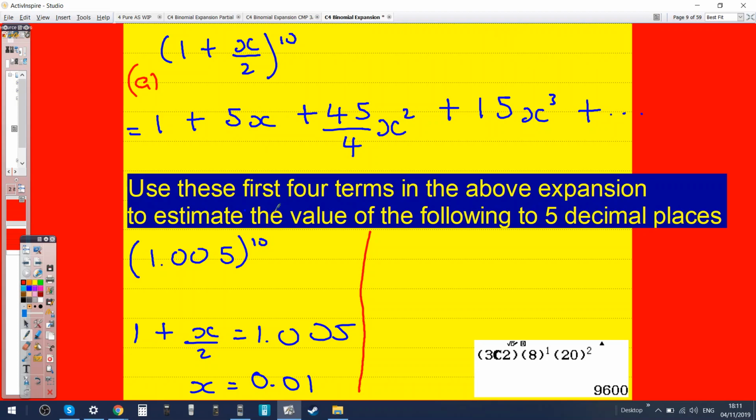I am not too sure then. You put it into this one. x is 0.01. Why only those 4? Do it and I'll tell you. Okay. Is it because the terms become significantly smaller, so it doesn't make a difference? Boom.